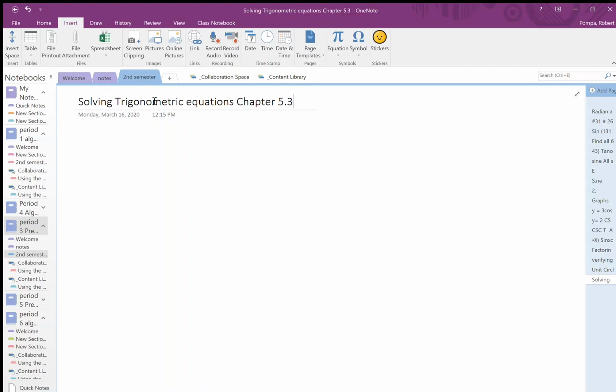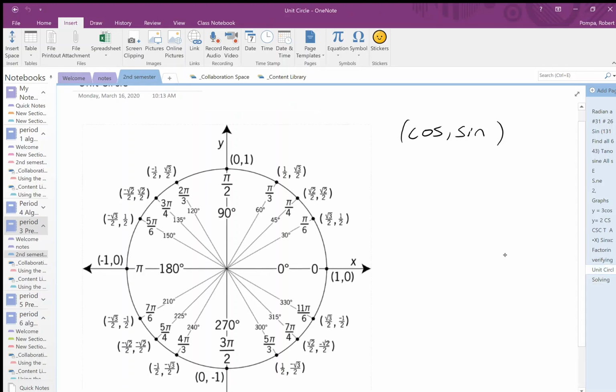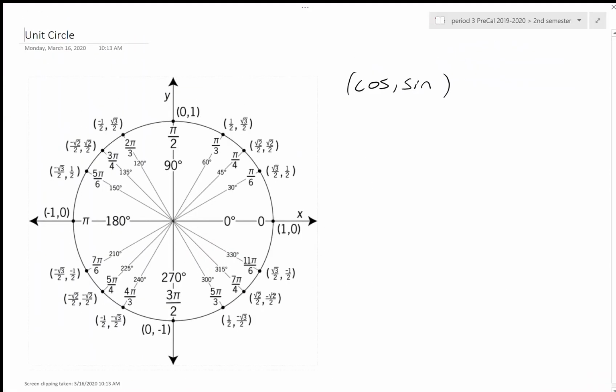Alright, we're going to be learning solving trigonometric equations, chapter 5.3. You're going to need your unit circle. I have it here for you in case you don't have it. Just remember, cosine's your x, sine's your y.